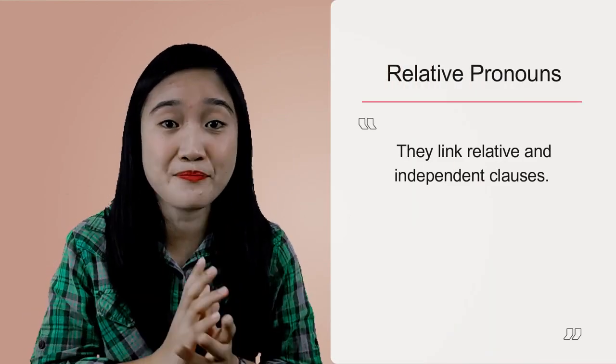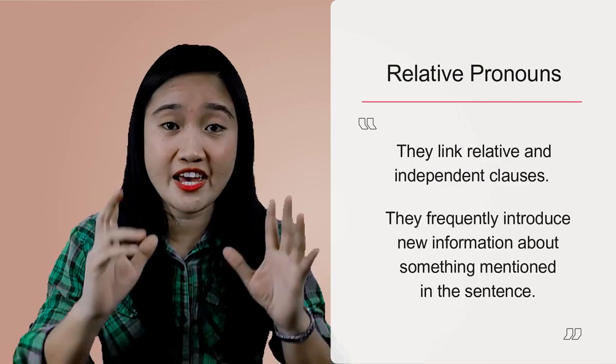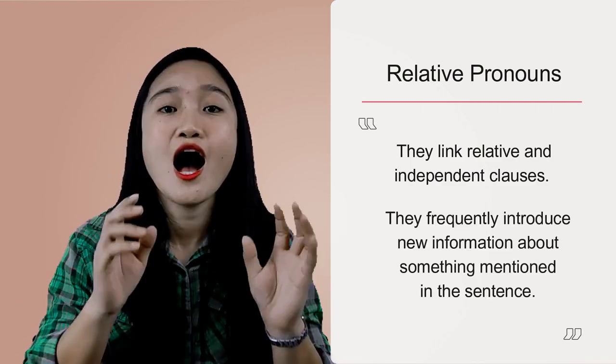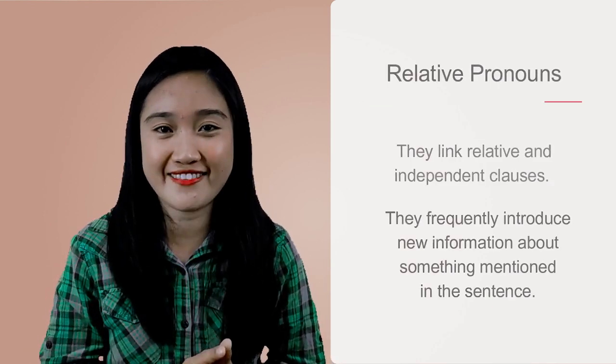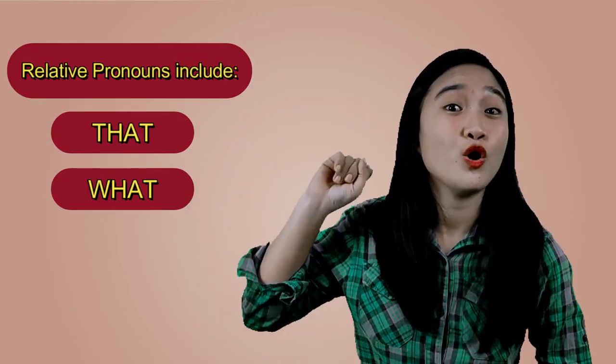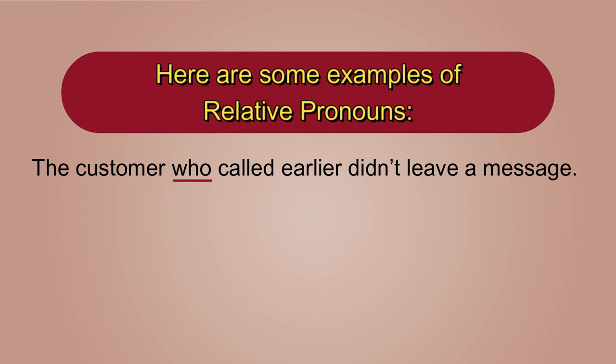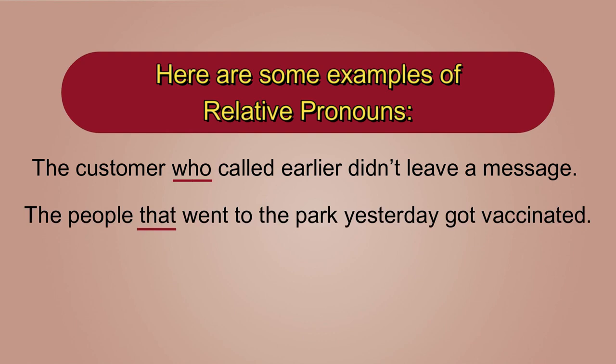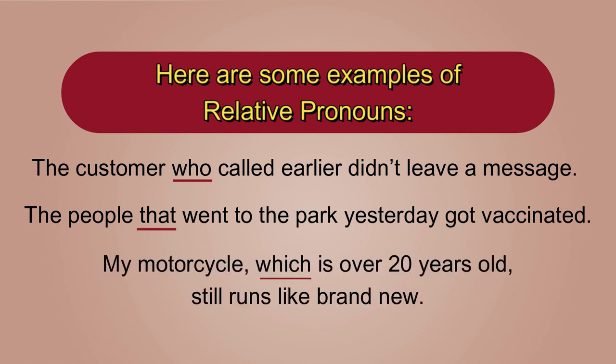Another type of pronouns is relative pronouns. They link relative and independent clauses. They frequently introduce new information about something mentioned in the sentence. Relative pronouns include that, what, who, and which. The customer who called earlier didn't leave a message. Another example, the people that went to the park yesterday got vaccinated. And last, my motorcycle, which is over 20 years old, still runs like brand new.